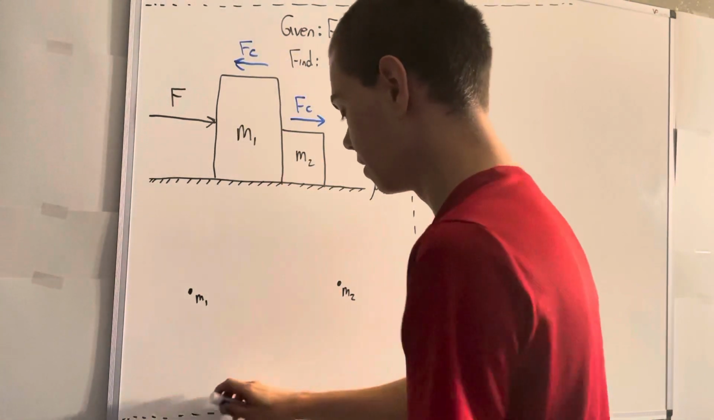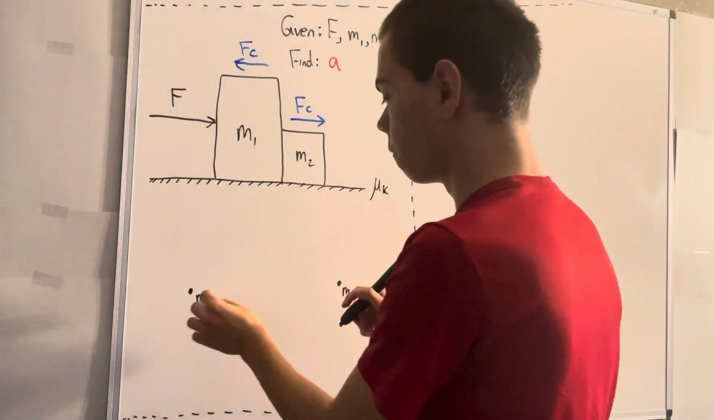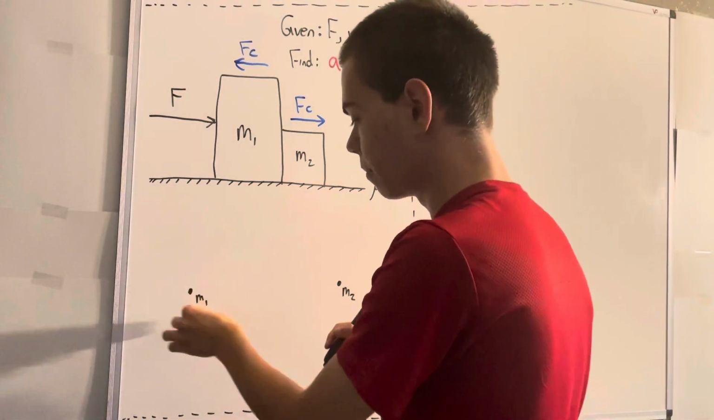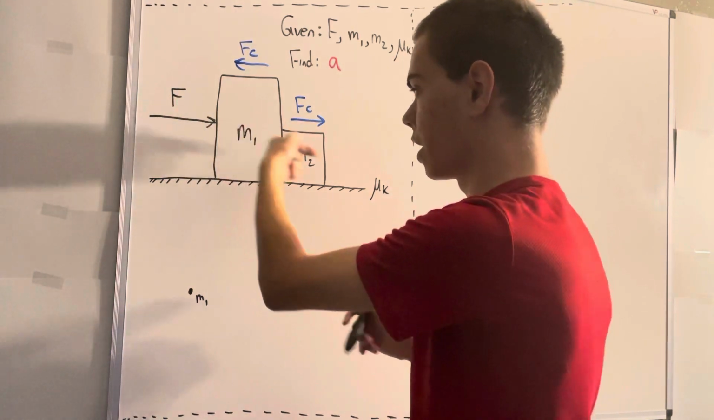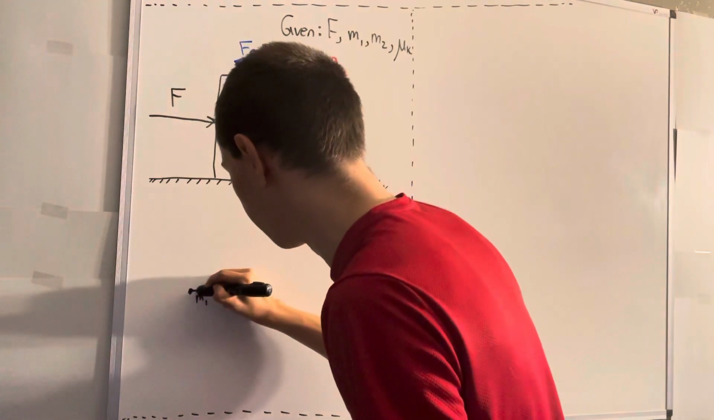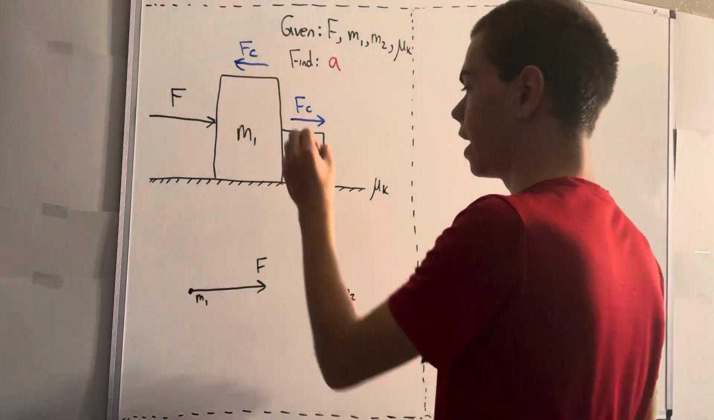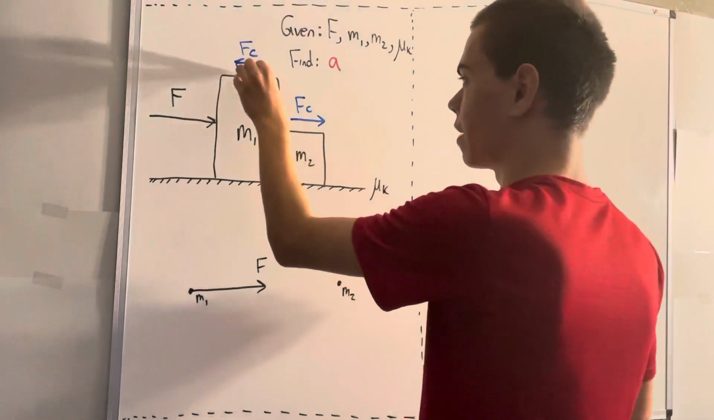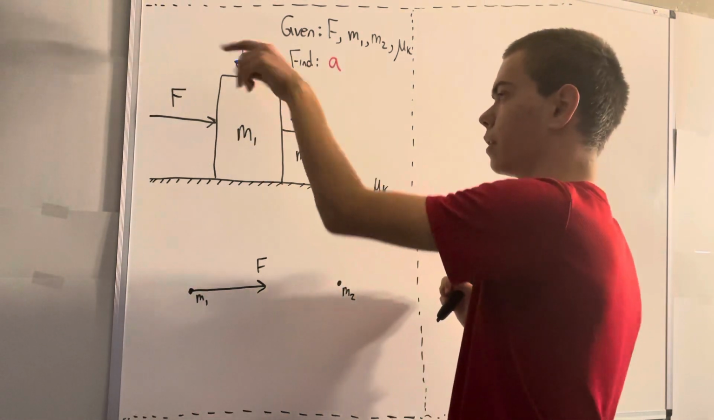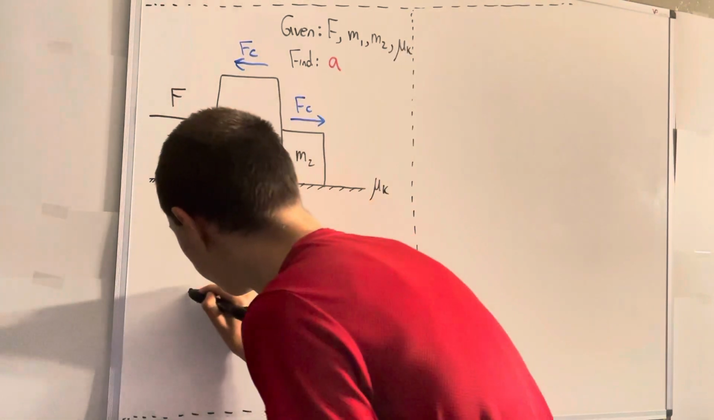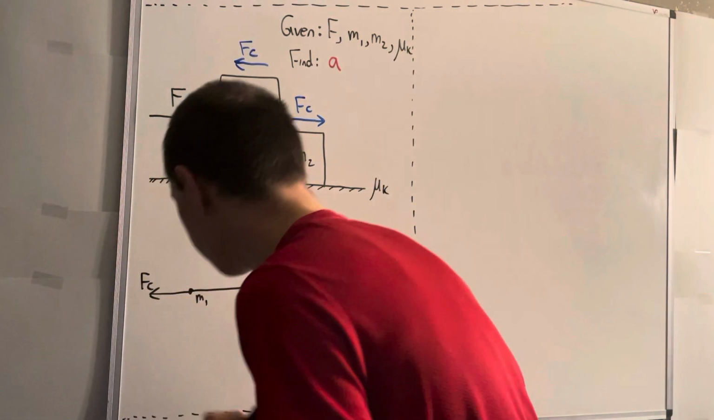And that's the idea of problems like this. So for block 1, thinking about the forces acting on block 1, we know that we have a horizontal force, F, acting to the right on block 1. So we have F to the right. And as we just established, we have a contact force, block 2 pushing on block 1. This force to the left will be FC.